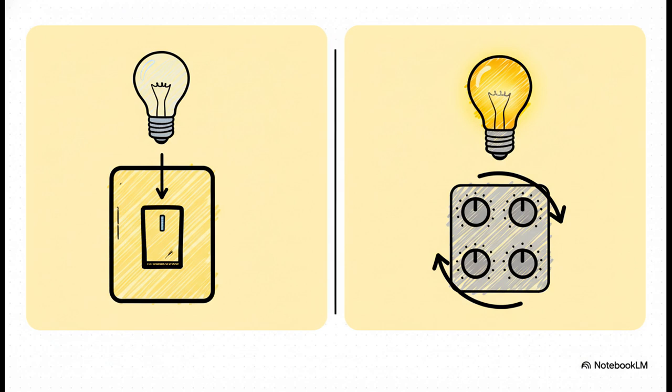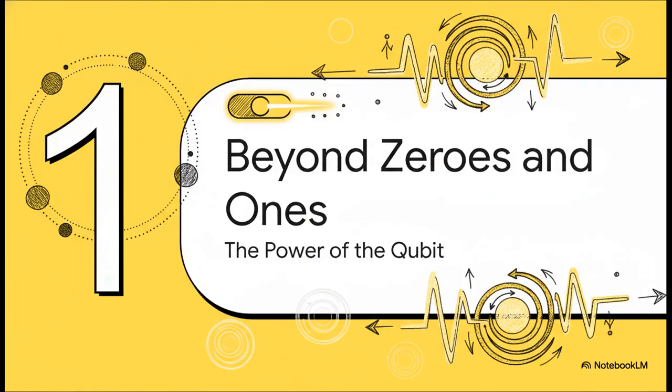That's it. But a quantum bit, a qubit, well, that's a whole different ballgame. Think of it more like a dimmer switch. It can be all the way on, all the way off, or, and this is the key part, it can be in this whole spectrum of possibilities in between. And that whole dimmer switch idea? It's actually the perfect jumping-off point.